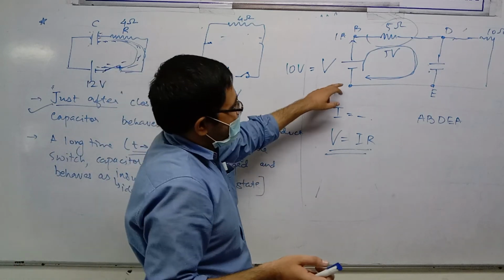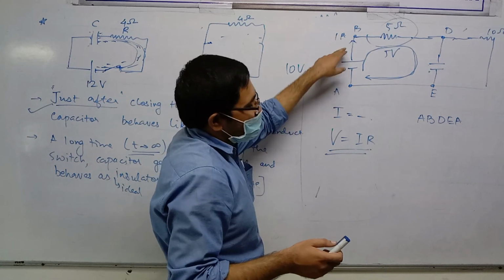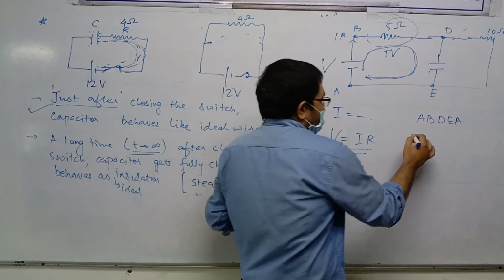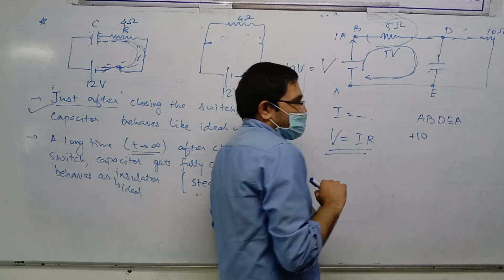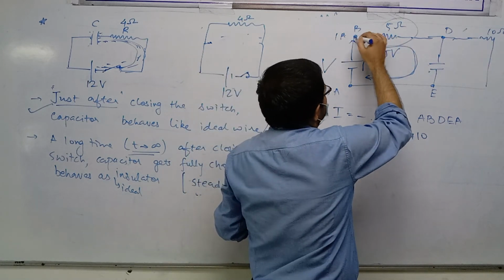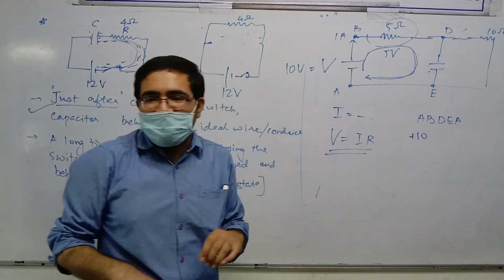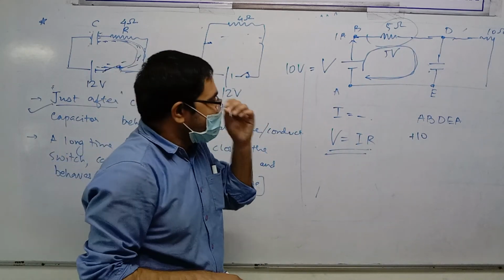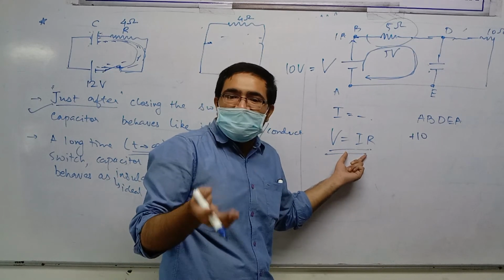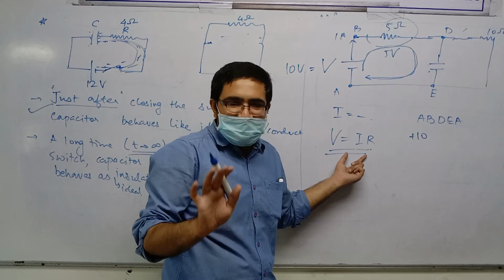So if we start from A, first we have to cross from negative to positive, means from low to high. So what do I write? Plus 10. Did you understand? So here you see we are going to cross this resistor. When we say the resistor has this voltage, it's actually the potential difference. Okay or not okay? Okay.